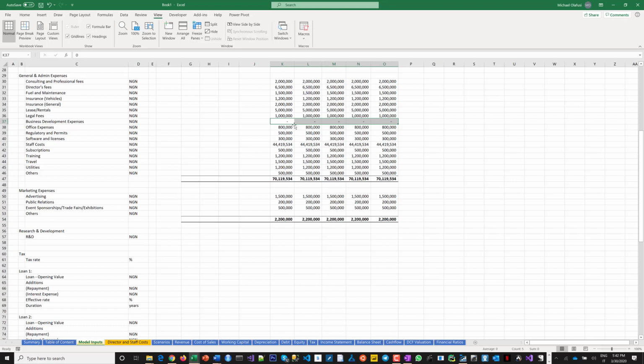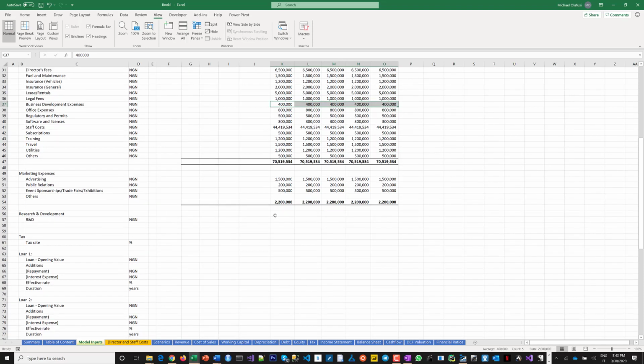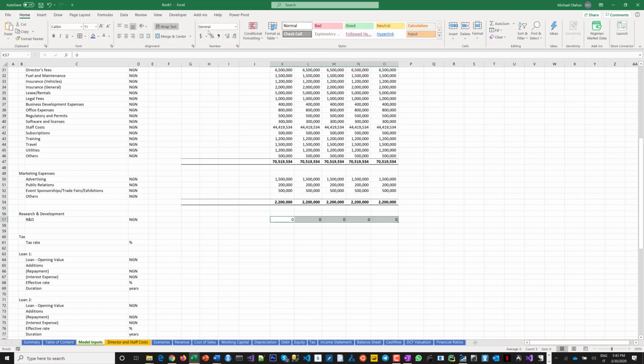So let's put in a mark that they plan to spend this amount on improving their processes each year and testing things out generally. And for now, I'm just going to not put anything in the R&D. Again, you can put things in here if you feel that they are more appropriate to be in the R&D.